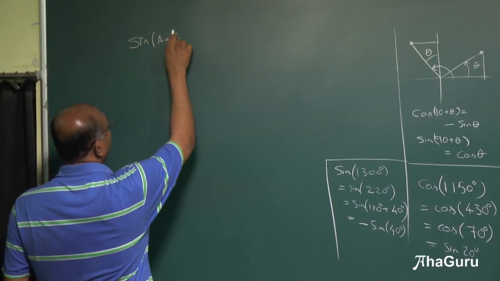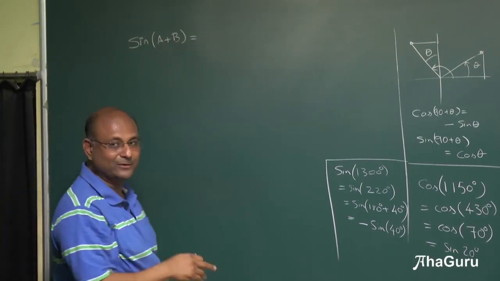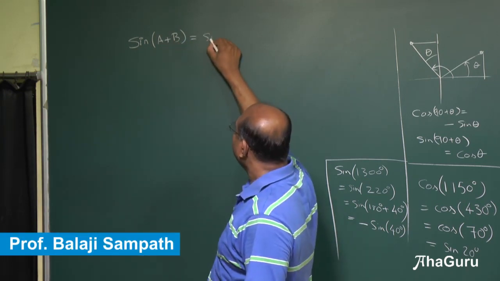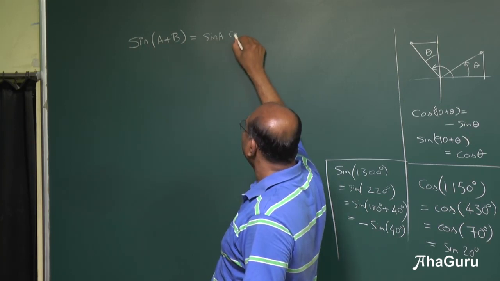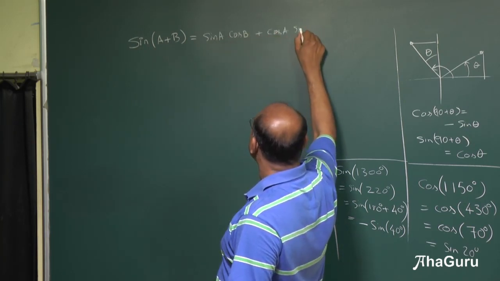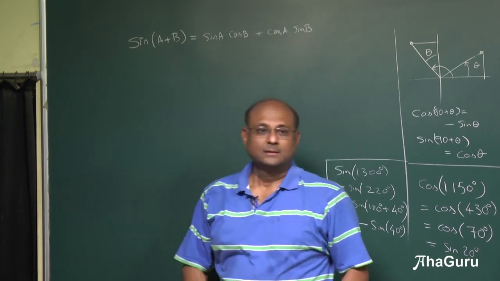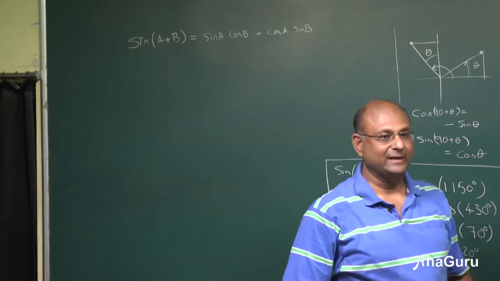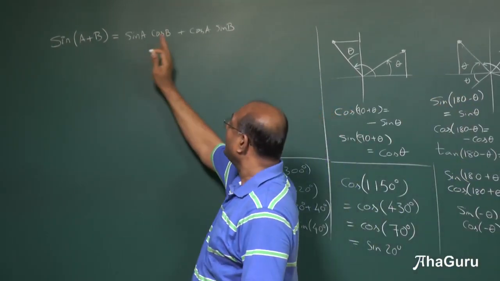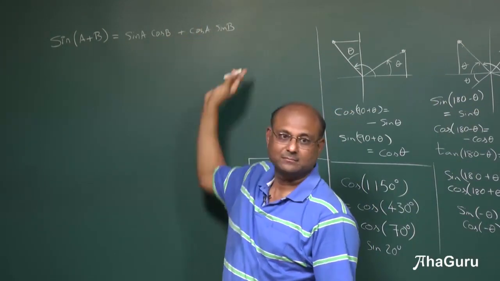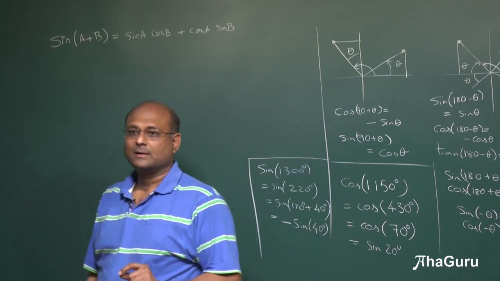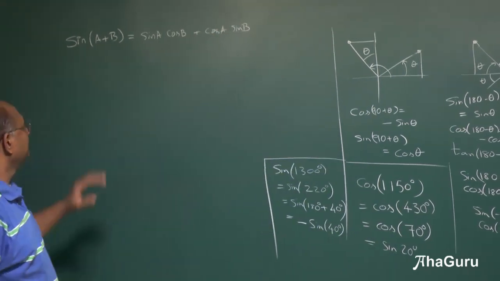plus b. Now this you have really no other option, you have to remember this formula. Sine of a plus b is sine a cos b plus cos a sin b. Sin a cos b plus cos a sin b. Say it enough times, you should be able to get this. This you remember really well.